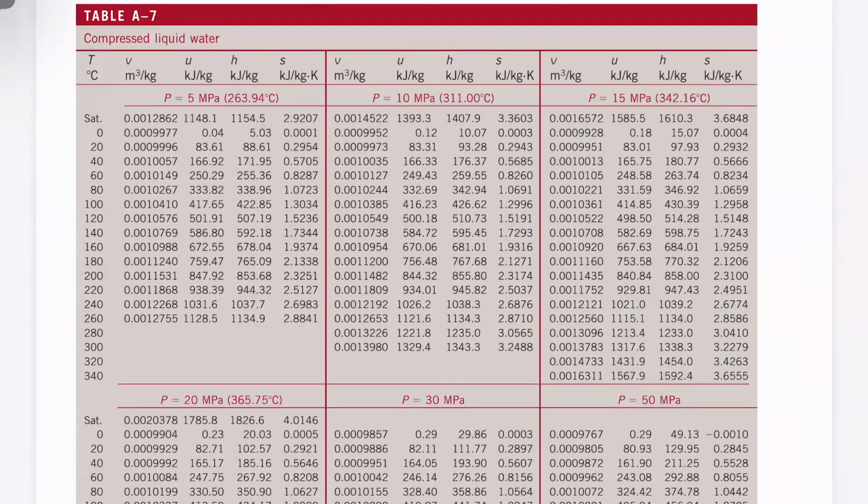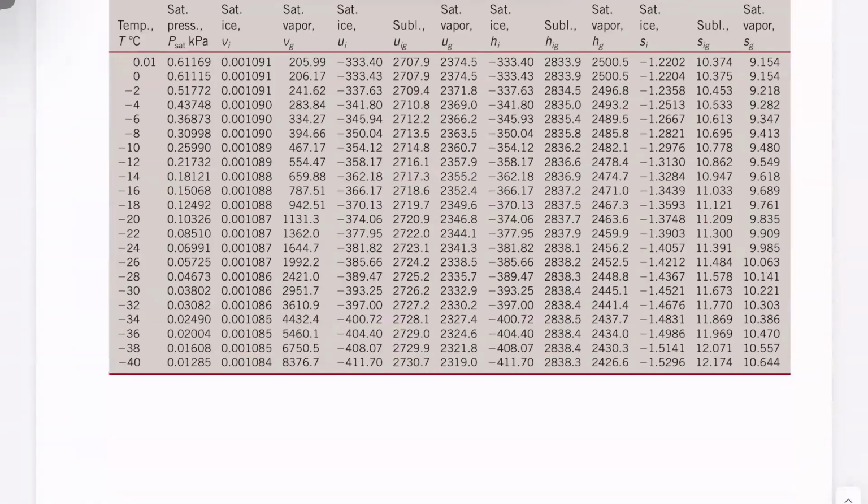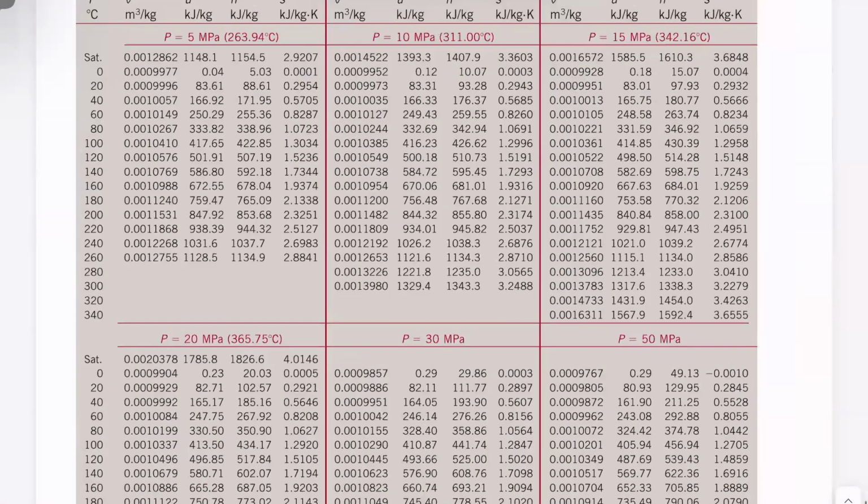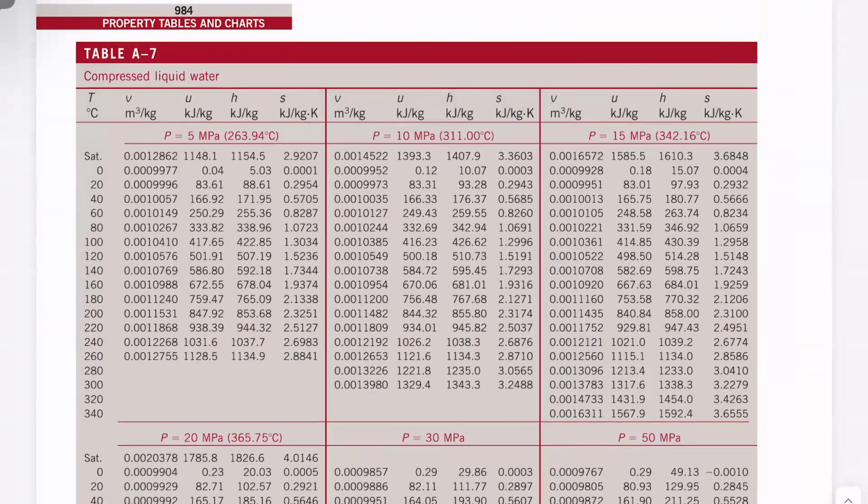So this is arranged in the same way as the superheated vapors. We've got pressure cells for this one as well. So we want to go to 4 MPa. But we don't have it. Oh no, what should we do? Do you remember?